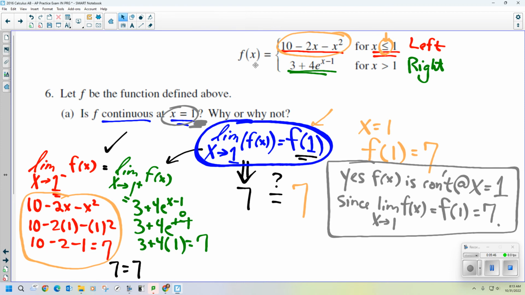You need to start with that blue ink right in the center. For continuity, the limit has to equal the coordinate. So the limit as x goes to 1 has to equal f of 1. Very good, very good.